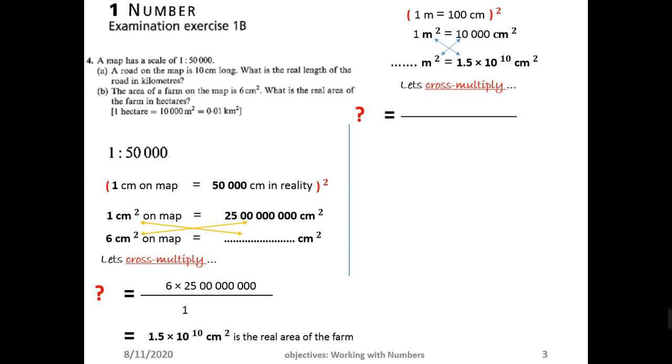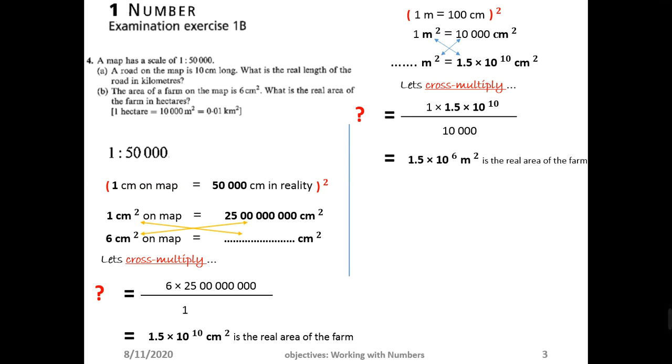Ask yourself, your unknown is multiplied by the 10 to the power of 4 or the 10,000, which makes it my denominator. The other two numbers, 1 and 1.5 times 10 to the power of 10, they go up multiplied by each other as numerators. When we simplify here, 10 to the power of 10 over 10 to the power of 4, we're going to subtract the powers. 10 minus 4 is 6. So the answer will be 1.5 times 10 to the power of 6 meters squared.